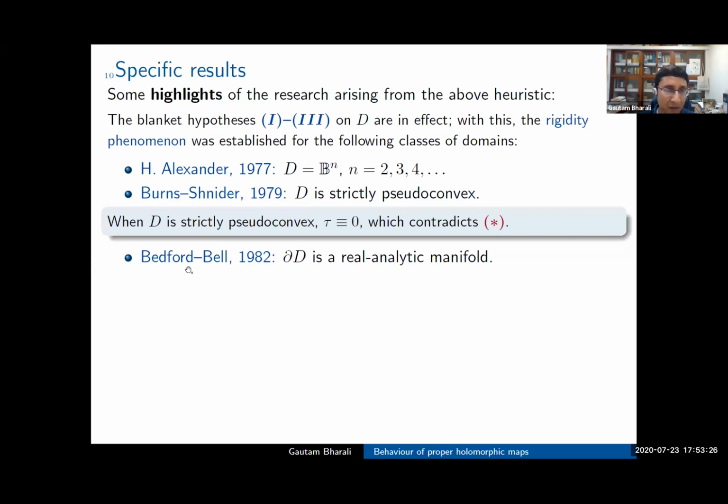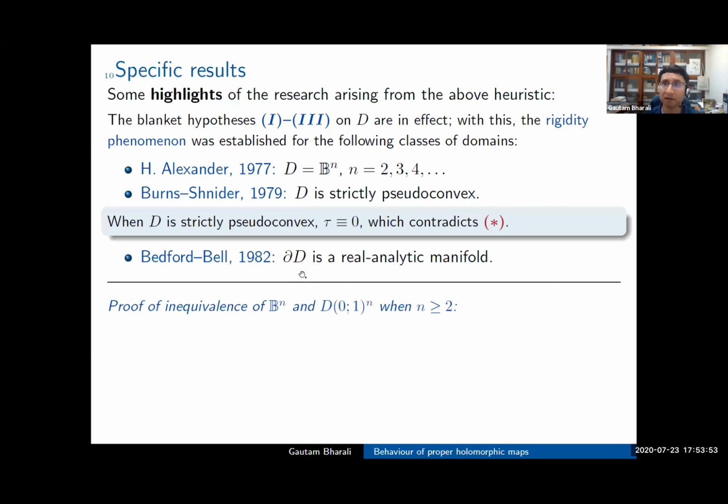Now, Bedford and Bell prove this without the strict pseudoconvexity hypothesis, but things get really hairy at this point because the rank of the Levi form could change from point to point on the boundary. That's really the explanation of the difficulty. And so the way to finesse the difficulty is by assuming that the boundary of D is not just a smooth manifold, but a real analytic manifold.